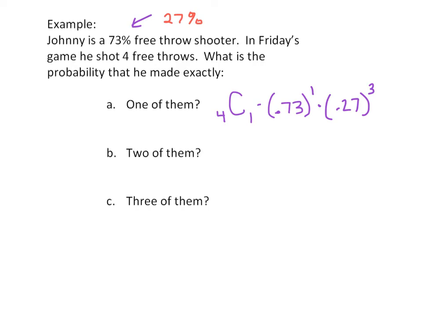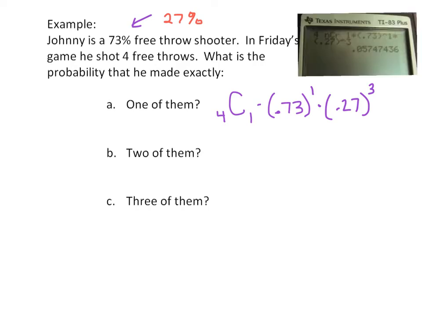Now all you need to do is compute this on your calculator to find the answer. I've included now here up at the top the way that it looks on the TI anyways. It's going to be very similar on the Casio calculator. You get your 4C1 times 0.73 raised to the first power times 0.27 raised to the third power. So in this case, the answer here is 0.057. Let's round to 3 decimal places, please. The thousandths place is our probability.